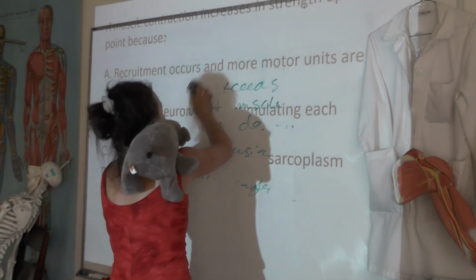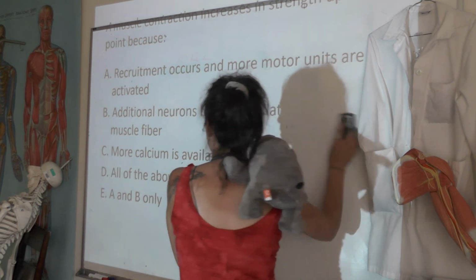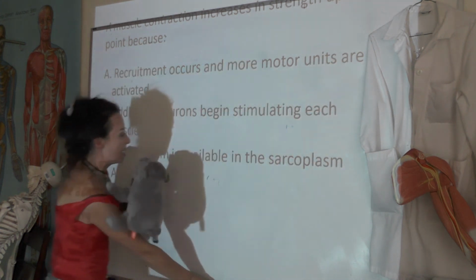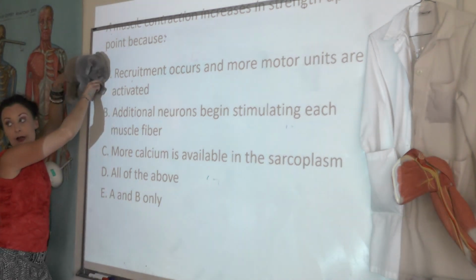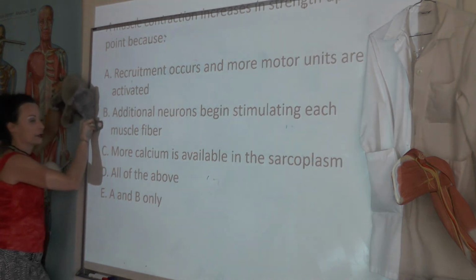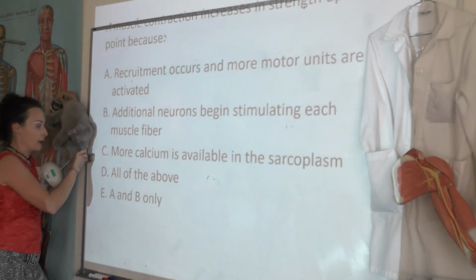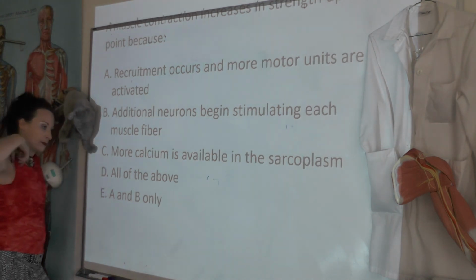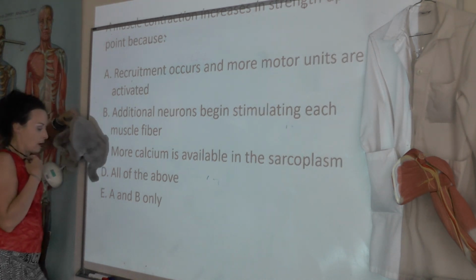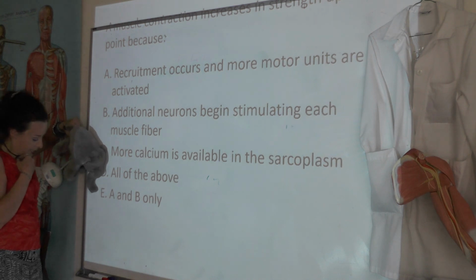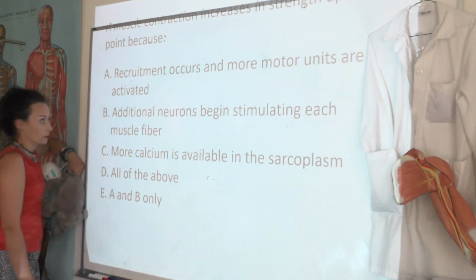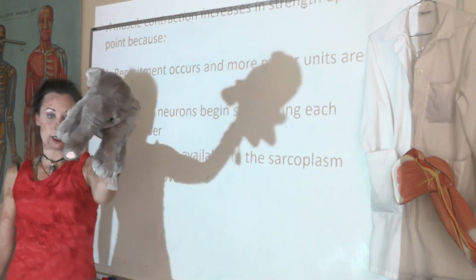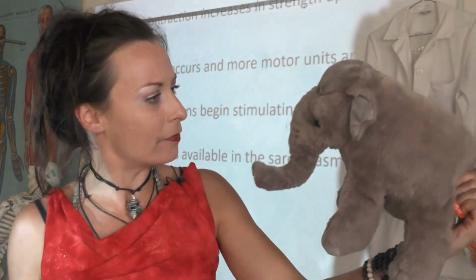A muscle contraction increases in strength to a certain point because A, recruitment occurs and more motor units are activated. B, additional neurons begin stimulating each muscle fiber. C, more calcium is available in the sarcoplasm. D, all of the above. Or E, A and B only. This one's kind of tricky. It's not tricky, it's thought-provoking. None of them are tricks. It's just to get you to think, people.